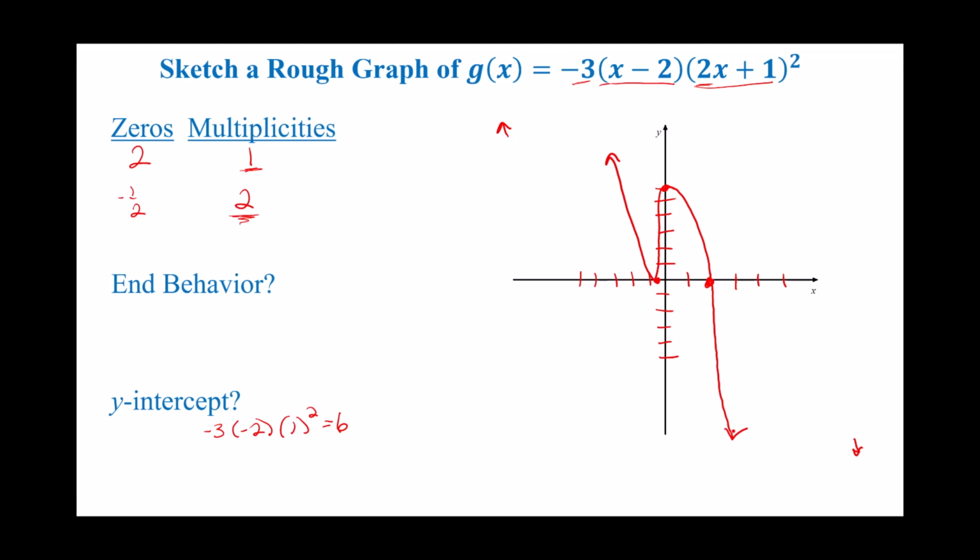So my end behavior matches those arrows I had. My even multiplicity right here, negative 1/2, it does touch the x-axis and bounce off there. The odd multiplicity, I have it crossing through. So I've graphed a really rough sketch of this polynomial. We don't have a lot of points on there, but enough that we can kind of see what's going on. We have the basic shape of the polynomial.